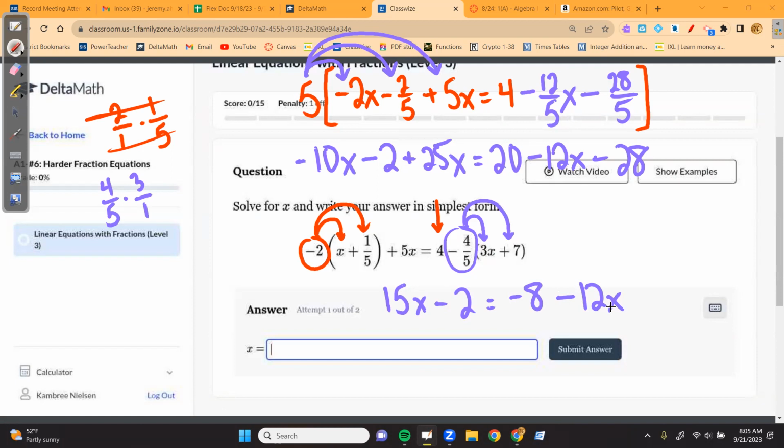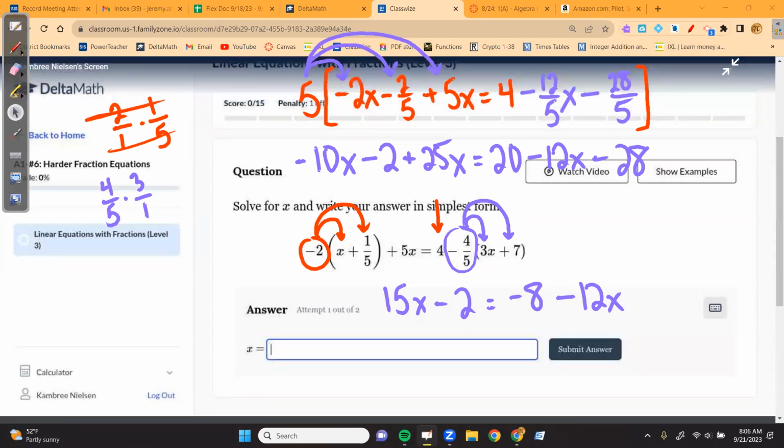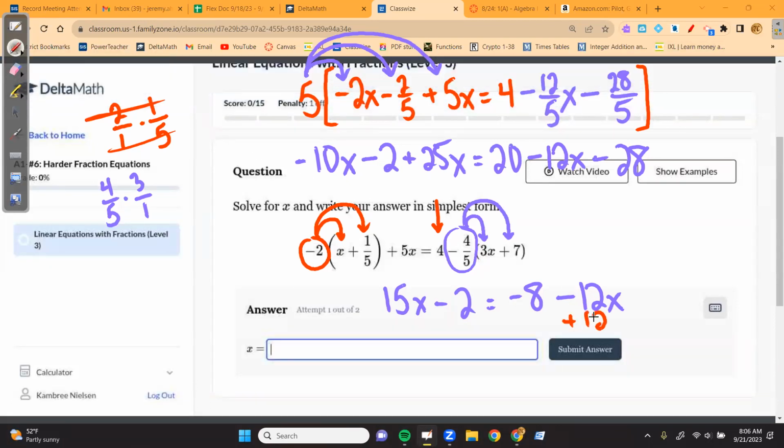Add the 12x. Is that what you meant? Good. So let's add 12x to both sides. So yes, we're going to add that 12x because now that we're going across the equal sign, we have to do the whole opposite thing. So we're going to add it right here, and we're going to add it right here. And that's going to give us how many x's over here? Nice. So I'm going to start writing up here a little bit because I'm out of space. So I'm going to write 27x minus 2 equals negative 8. What's next?